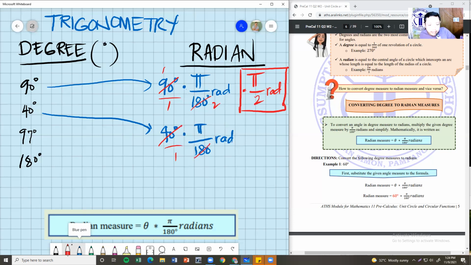So to what number are they divisible? They are divisible by 20. So therefore, this is 2 and this is 9. So when we multiply them, 2 times pi, that becomes 2 pi over 1 times 9, that's 9 radians. That is the radian measure of 40 degrees. Can you follow? Show a reaction if you understood that process.